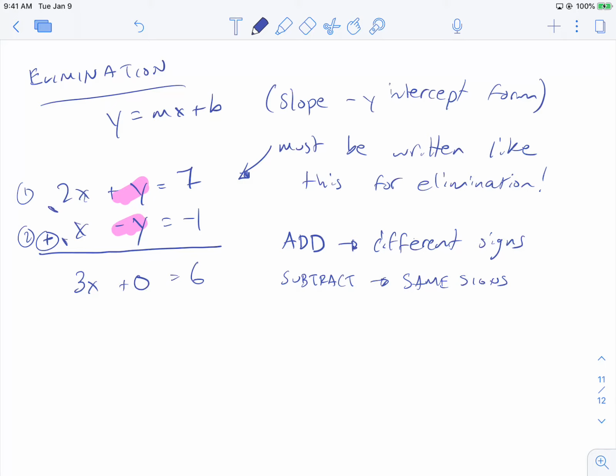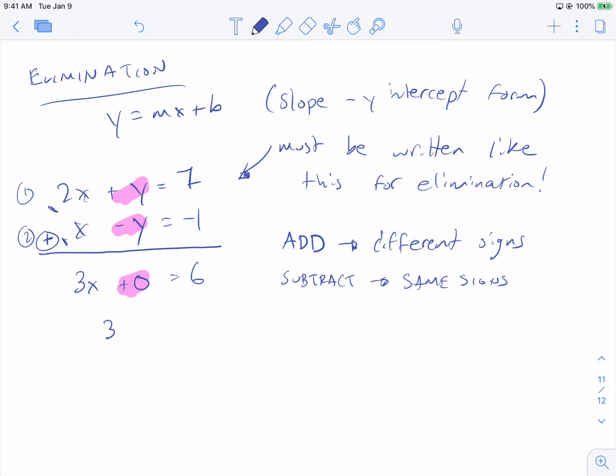And the key is you need this to always be plus 0. That's the point of elimination. We're eliminating something. We're getting rid of it. We're getting it to be 0. So the whole point of this is to make that happen. We need to make it so that when you add these things or subtract these things, you get that 0.